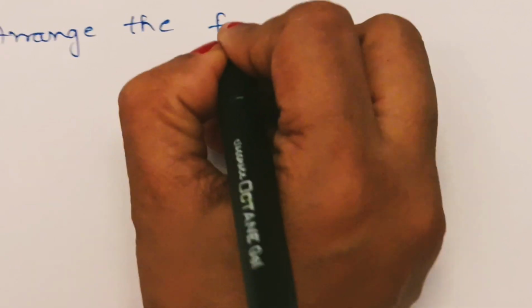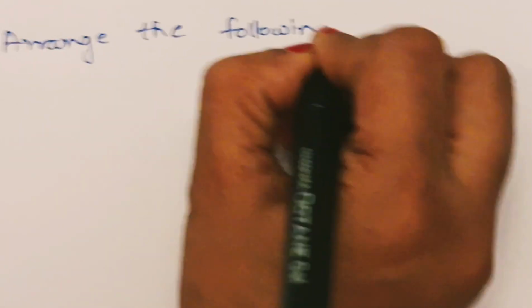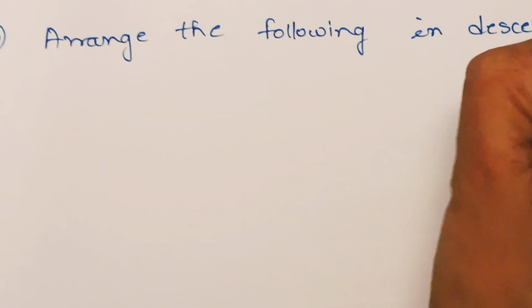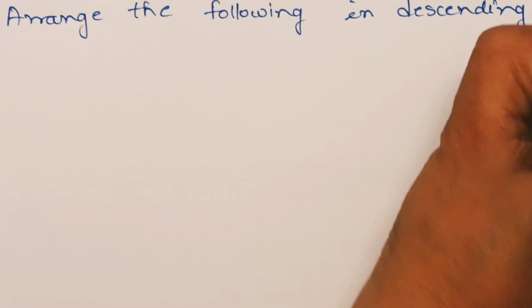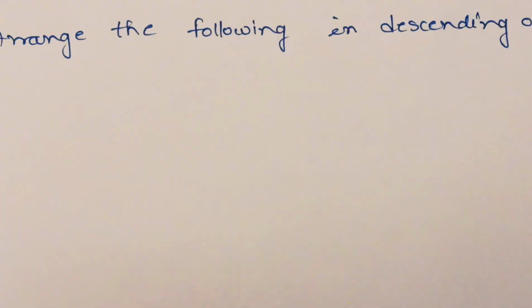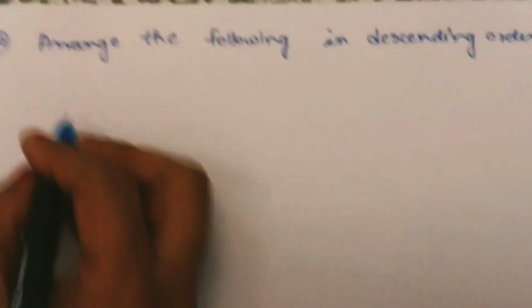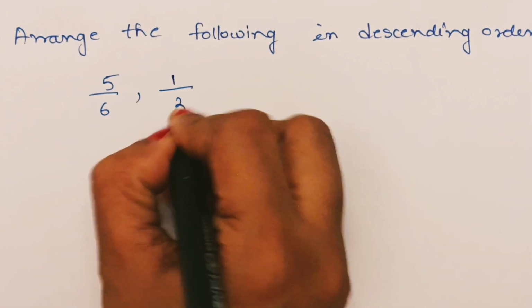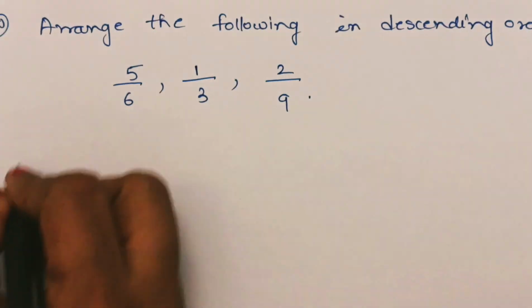Arrange the following in descending order. What do you mean by the word descending? Descending means big to small. Let's see one question. 5 by 6, 1 by 3, 2 by 9.